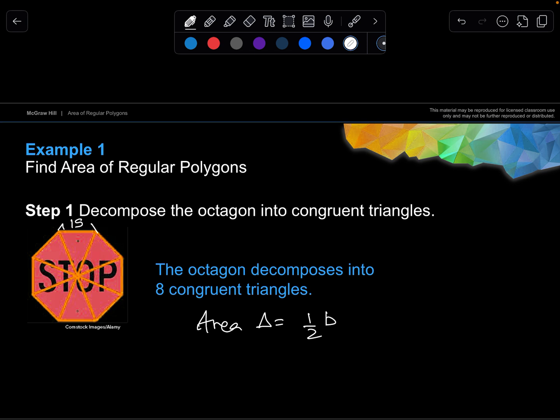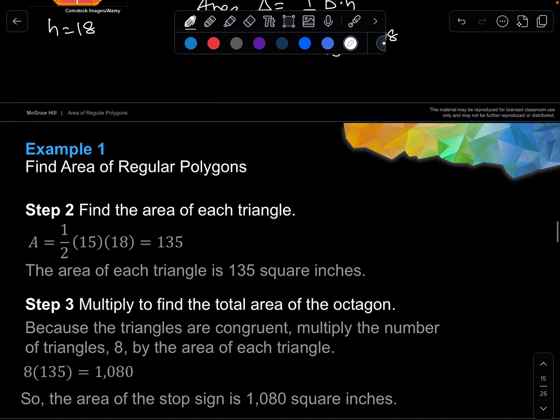Half base times height, right? So we know that this base is 15 inches. And the height, as we saw before, is half the distance between the parallel sides. My distance between the parallel sides is 36 inches, so my height is going to be 18 inches. So the area of each triangle is half times 15 times 18, which is 135 square inches.